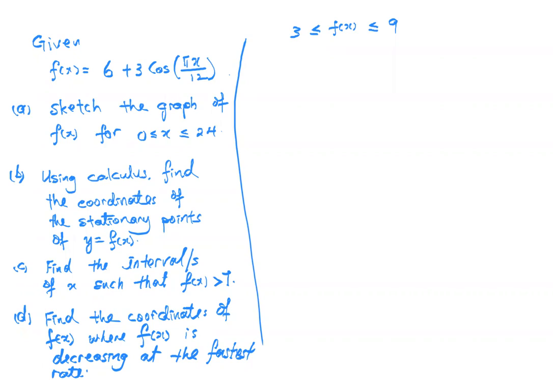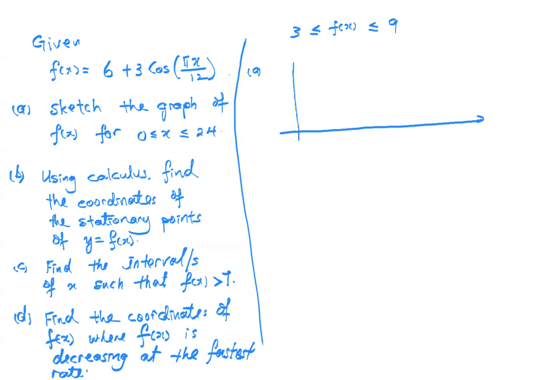Right? Highest value for cos is 1. Lowest value for cos is -1. So times 3, -3, 3. Plus 6. So 3 and 9. Okay, so I know that when I sketch my graph, 0 to 24, the lowest will be 6.